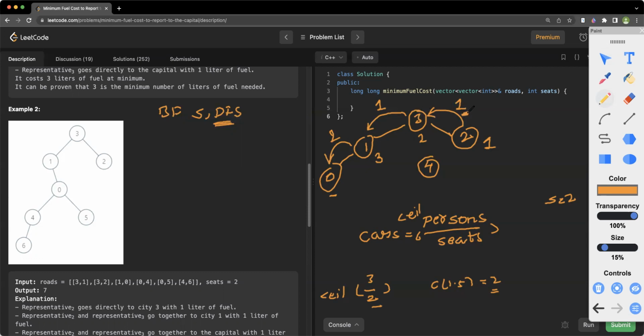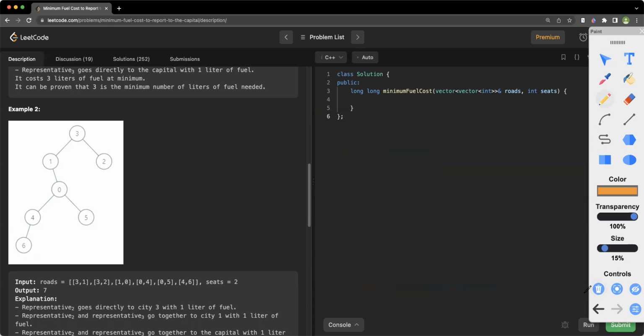We can return the number of persons in the DFS call, and to compute the total cost, we can have a global variable answer or result, and we can add these values while performing the DFS calls, 2 plus 1 plus 1. Finally, after completing all the DFS calls, we return this answer value. So let us code it up. When we code, things will get more clear.